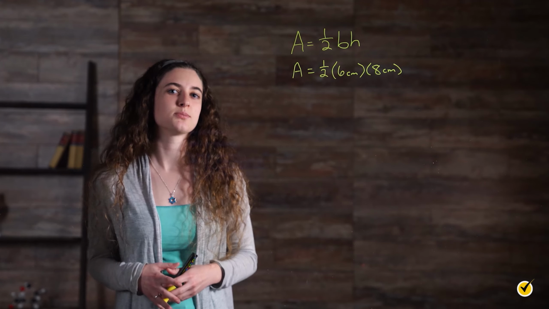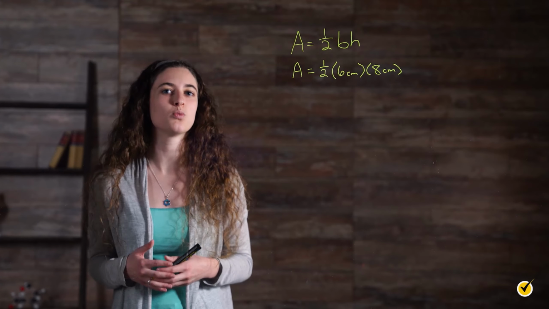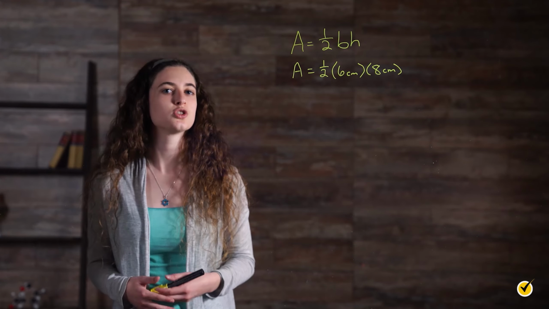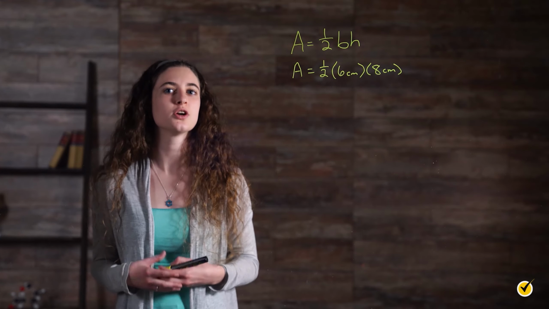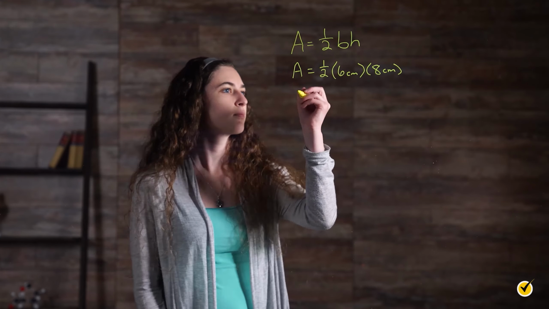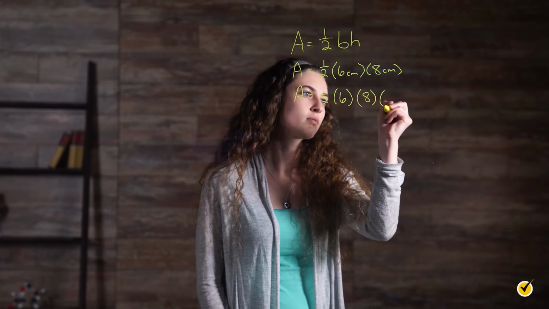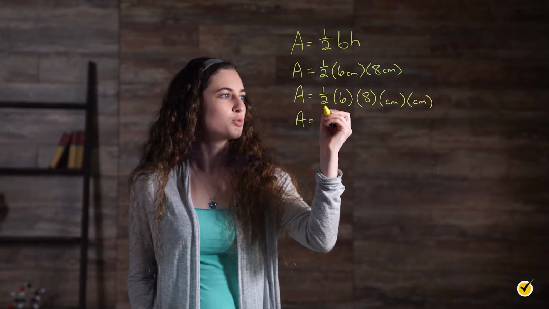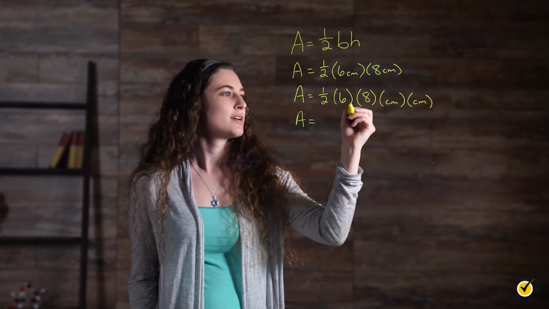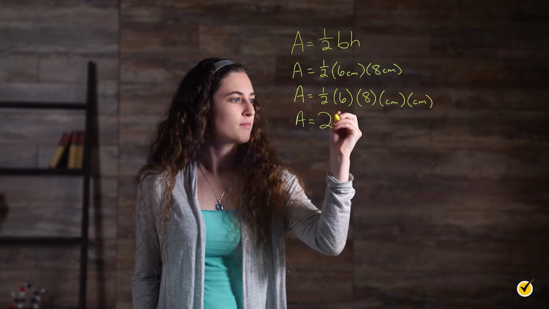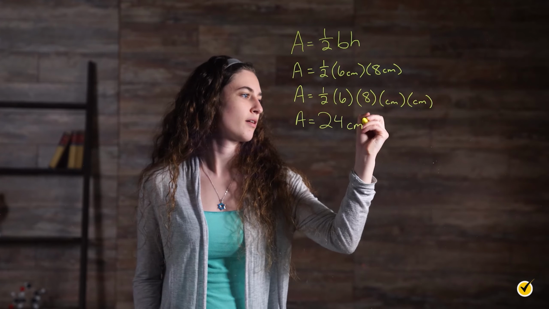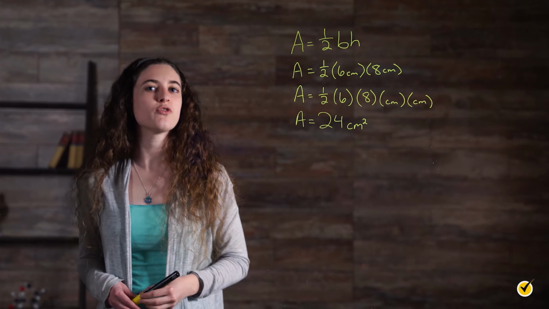It's always a good idea to substitute with parentheses to help keep things organized. We've even left the units in so that we can see what will happen with them. At this point, we only have multiplication left to do. So according to the commutative property of multiplication, we can rearrange before multiplying. Now let's solve this. Area equals 1/2 times 6, which is 3. 3 times 8 gives you 24. And centimeters times centimeters gives you centimeters squared. So we end up with our area as 24 centimeters squared.